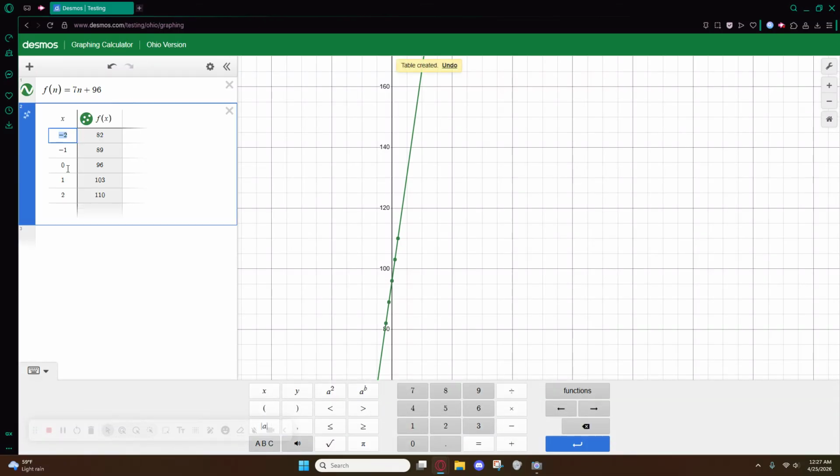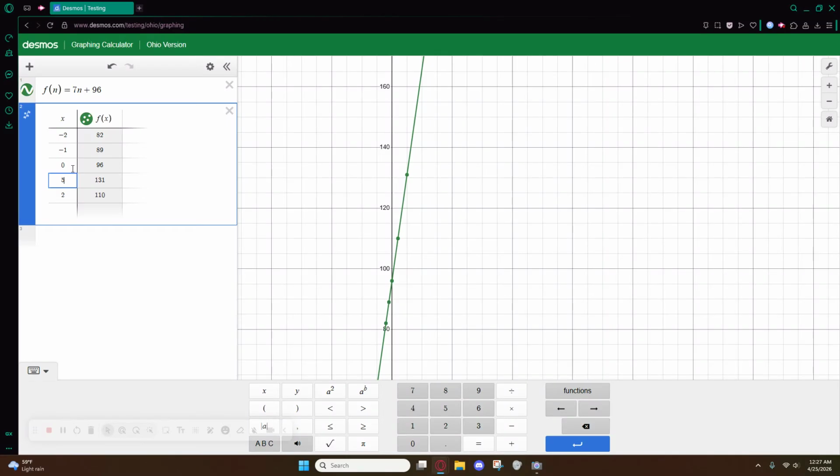That's going to bring up a table. First off, that already tells you what f of 0 is if you put in 0 for x. That's going to give you 96. Okay? Now, you can change the numbers in the x column. You cannot change the numbers in the f of x column, but I'll address that in a minute. So our next one was looking for 5, so you just put in 5. And it will tell you that was 131.